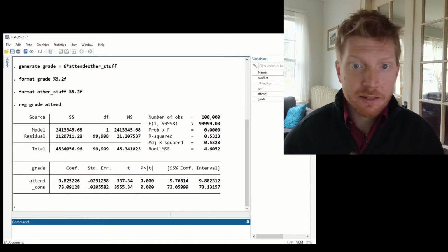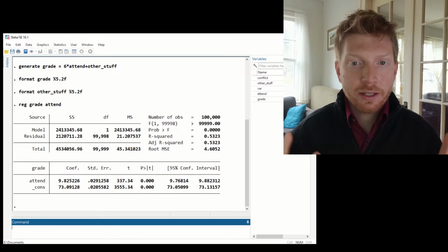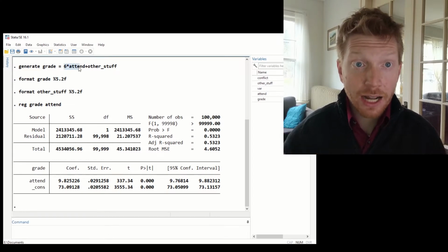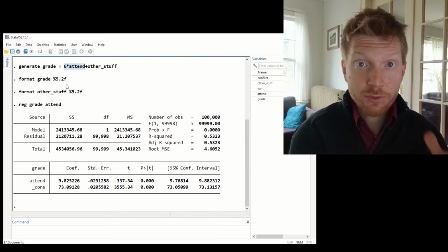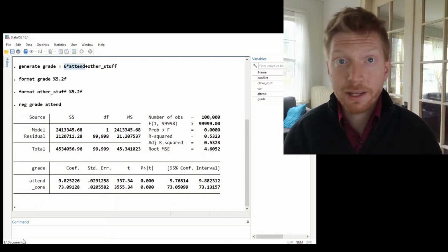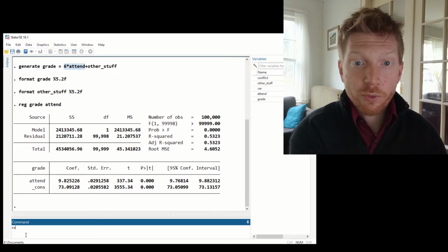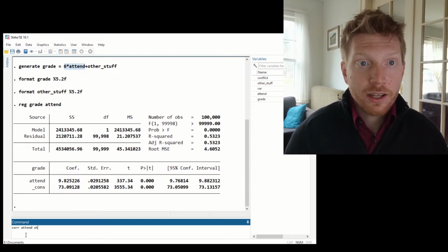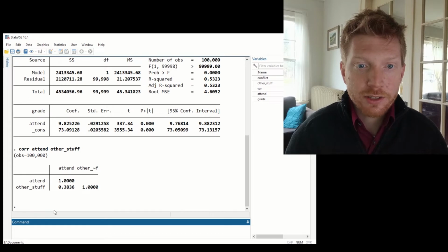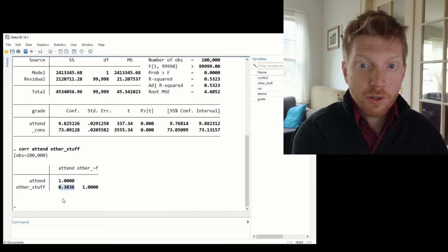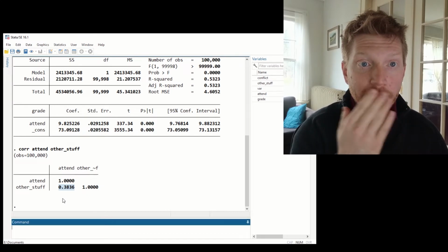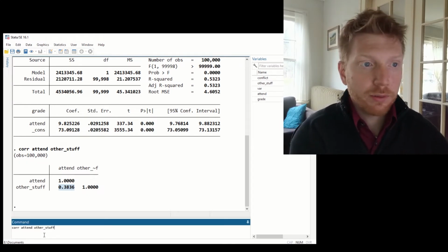So we estimate the impact of attendance on grade at 9.8. We know that's higher. We made the impact 6. This is constructed data. We know the impact is 6. The reason that is higher is because there is a correlation between attendance and other stuff. This correlation is the reason that we are getting that higher coefficient.